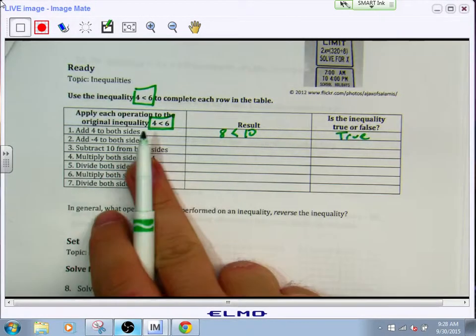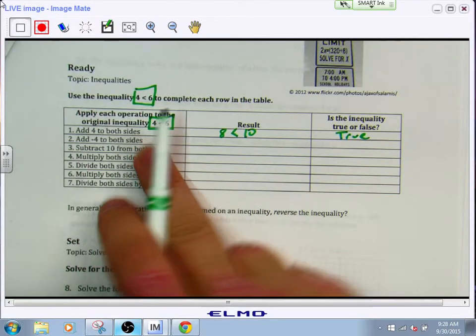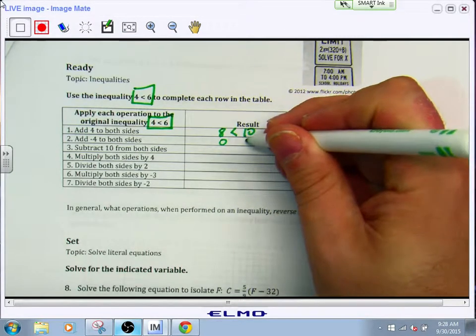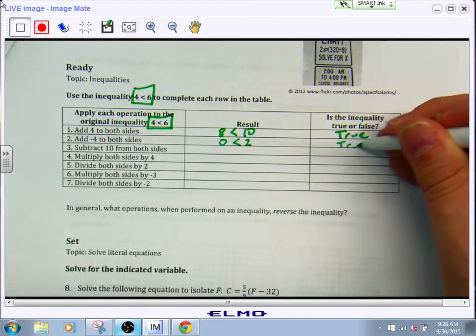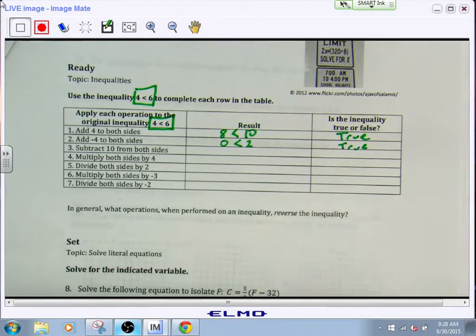Okay. Now we're going to go back to our original inequality. We're going to subtract 4 from both sides. So what's 4 minus 4? 0. 6 minus 4? 2. Is 0 less than 2? True. So it's just going to ask you to do that each time to the original inequality. Felt like the way that it asked that was a little bit unclear, so I just wanted to show you guys how that is done. Easy enough?